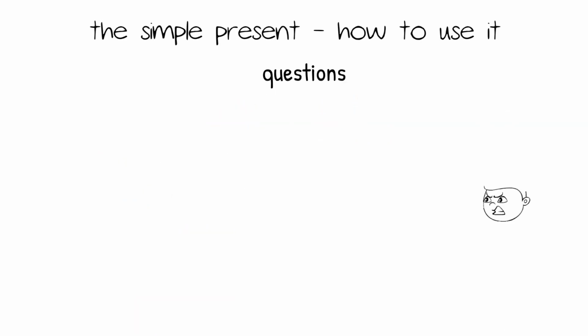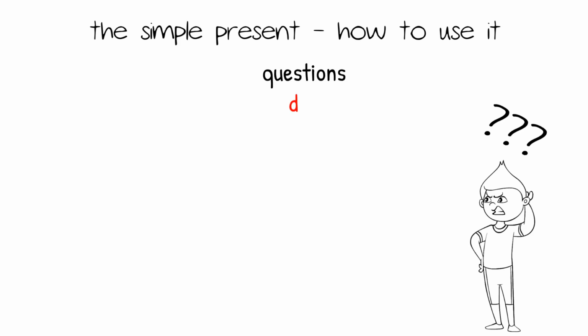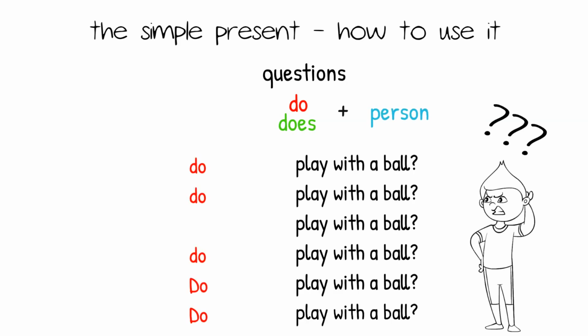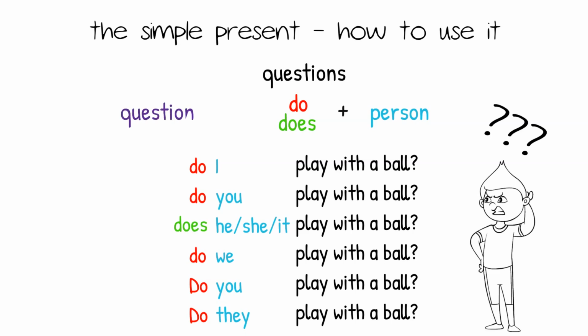But what about questions? For questions, you also need do or does. What's important for questions is that you have to put do or does before the person. So it's do you play with the ball? If you have questions with question words, for example where, when, how or why, you put them at the beginning of the sentence. When do you play with the ball?